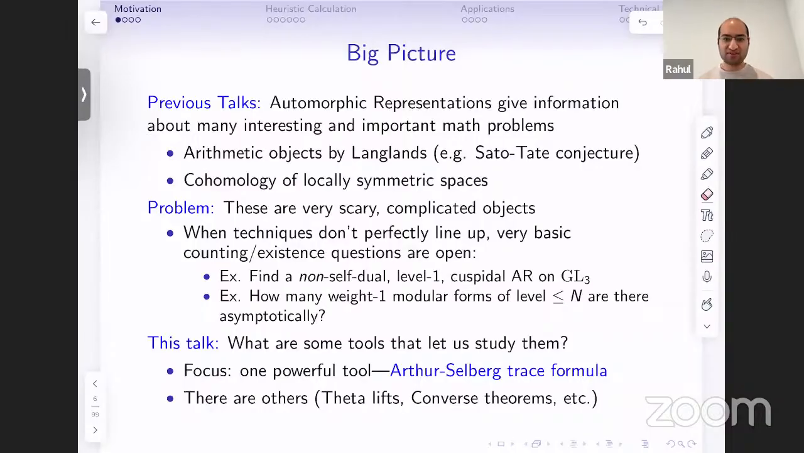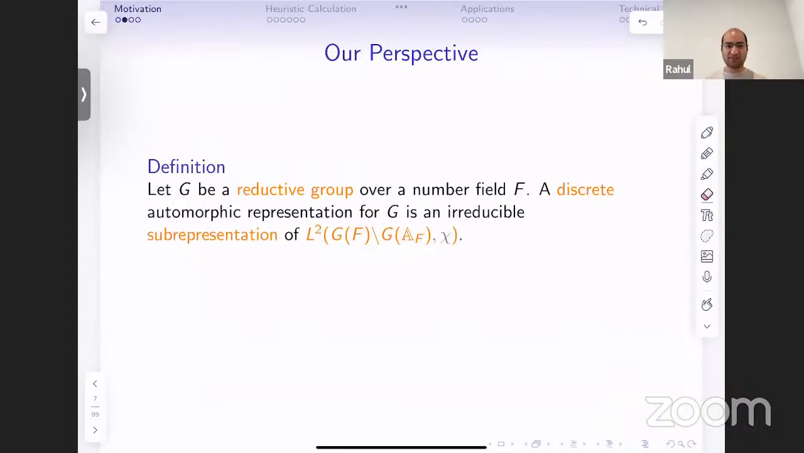Now that we're situated in how this talk fits into everything, let's start with our perspective on what an automorphic representation is. In this talk, and with the trace formula in general, it's most convenient to use the full abstract adelic language for describing automorphic representations. Here's the working definition that we're going to use. We pick some reductive group over some number field, and we'll call that group G. Then a discrete automorphic representation for G is an irreducible subrepresentation of this particular space of L2 functions.